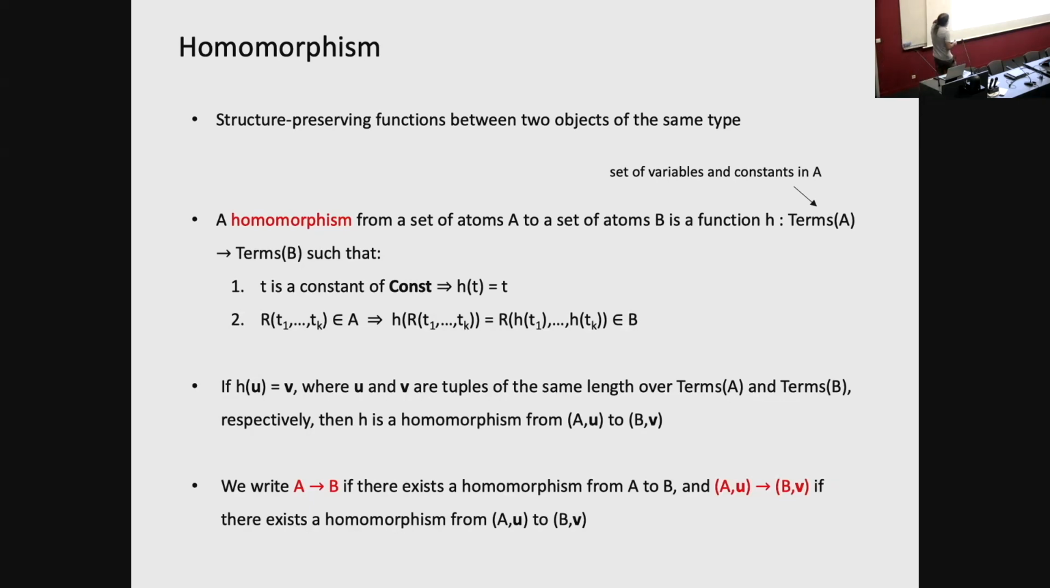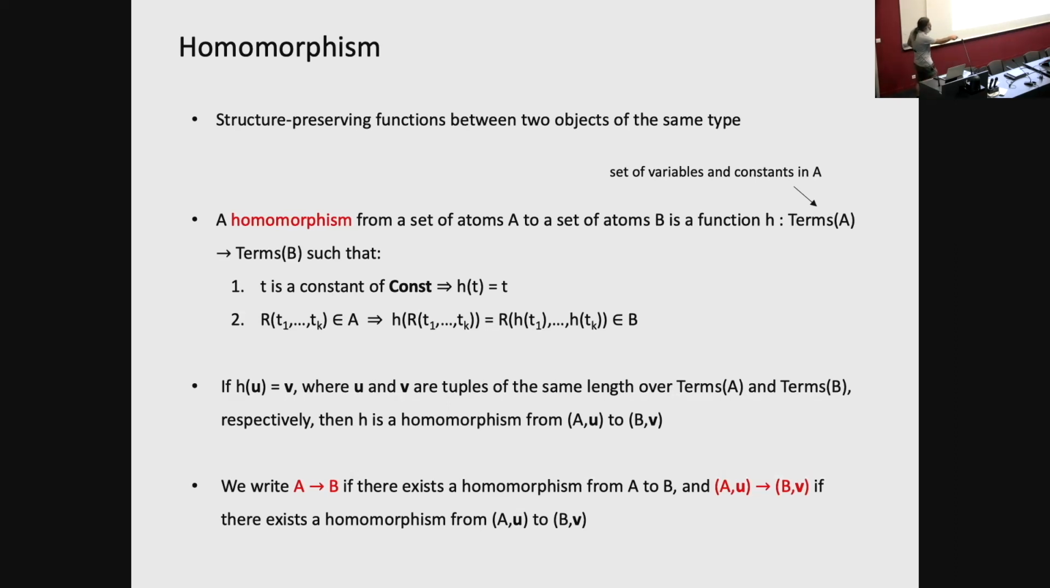Now, in addition, if this function maps the tuple u, this bold-faced u, maybe you don't see very well that it is bold-faced, it means it's a tuple of variables. So if H maps a certain tuple of variables u to a certain tuple of variables v, where u is a tuple over the terms of A and v is a tuple over the terms of B, of course, then we say that there is a homomorphism from this pair to this pair, from A to B by mapping u to v. And just a small notation: from now on, I will write A goes to B, just to denote the fact that there exists a homomorphism from A to B.